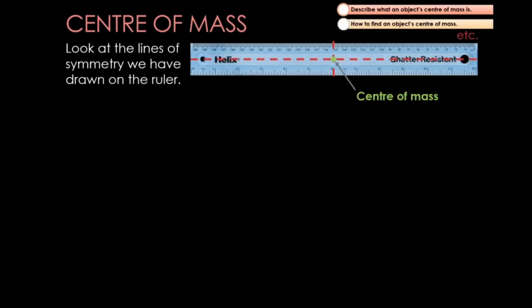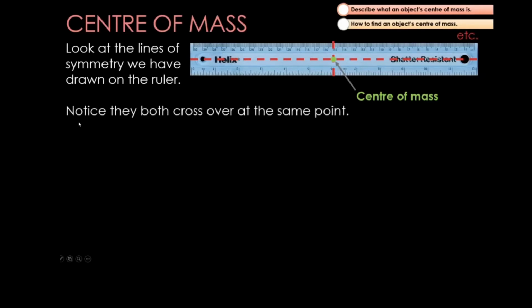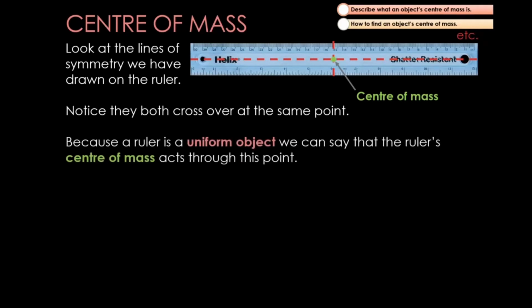Okay, cool. So those two lines cross over at the same point. They cross over at the same point there, and that is the point at which we would say that's where the center of mass is. Because a ruler is uniform, that helps. That means that we can then say that the center of mass is through those points.